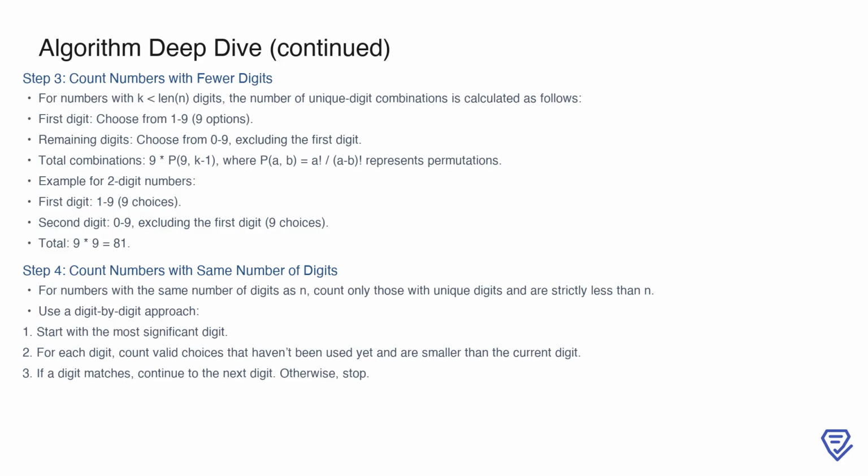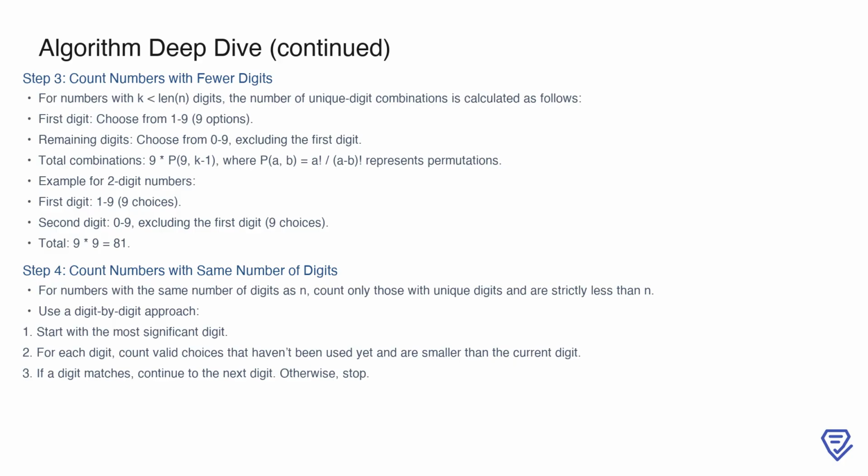Next, we turn our focus to numbers with the same number of digits as n. Here, we need to be more precise and count only those with unique digits that are strictly less than n. This requires a digit-by-digit approach. We begin by analyzing the most significant digit and progressively count valid options for each subsequent digit.